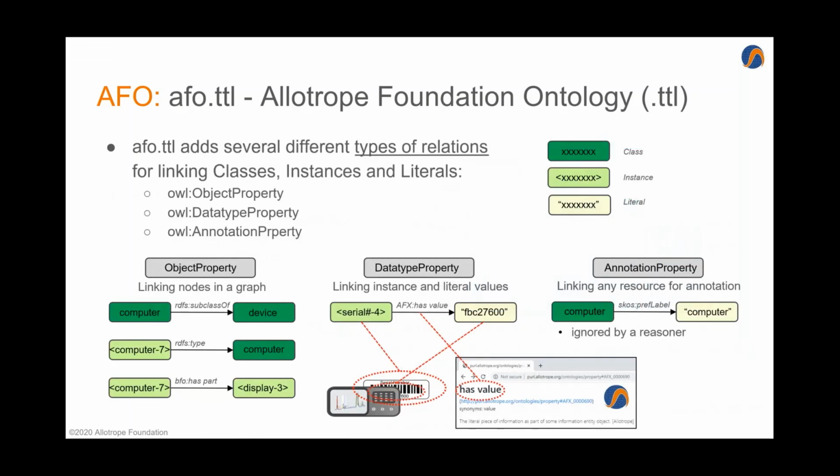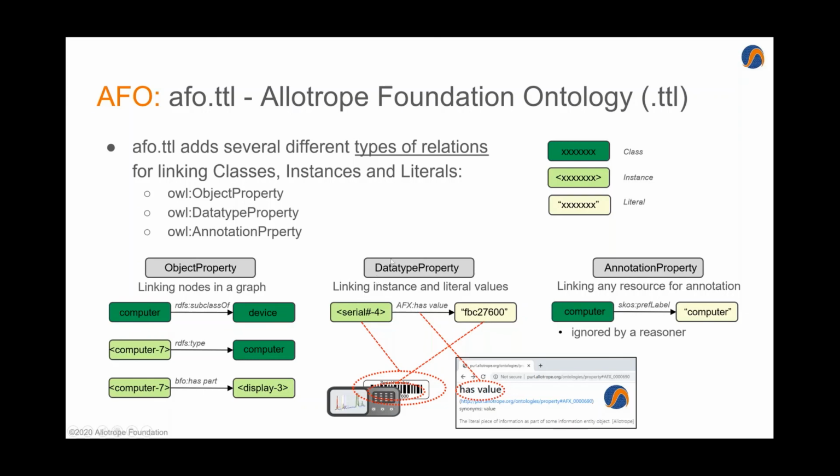So let's look at the types of relationships for linking that the AFO adds to the ontology. There are object properties for linking nodes in the graph between classes. So computer is a subtype of a device. Then instances and classes: computer 7 is an instance of the computer class. And instance to instance: computer 7 has part display 3.